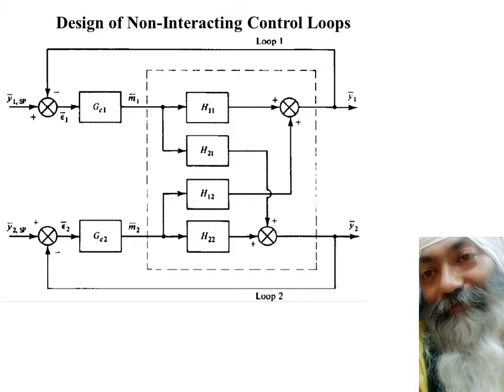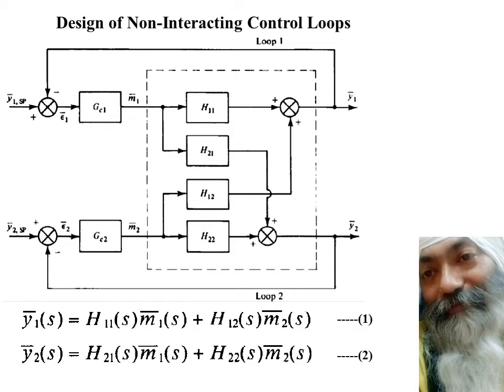So what do we see over here? That we want to reduce the effect of the upper loop on the lower loop, and vice versa, and this is what we call decoupling of the two control loops, or you can say we are going in for design of non-interacting control loops. Now let us see how this is going to happen.